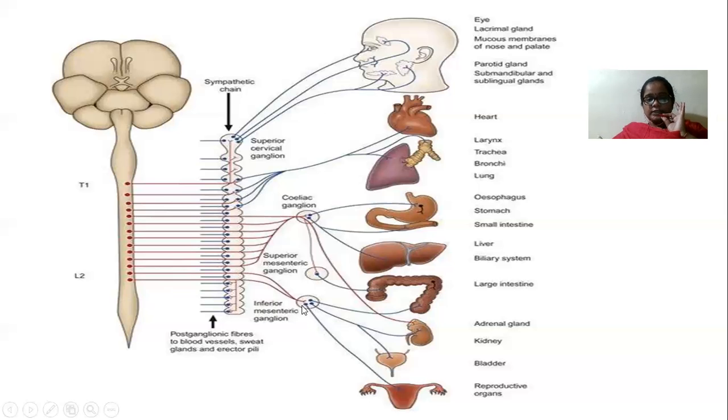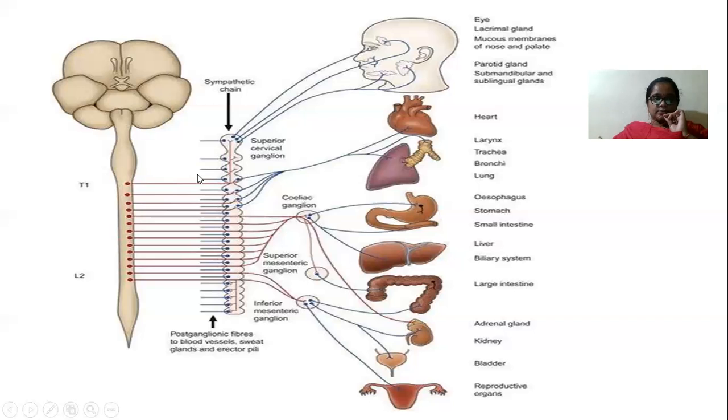Okay, so after making a synapse with the postganglionic neuron in the inferior mesenteric ganglion, those postganglionic neurons are distributed to the intestinal region, that is, the large intestinal regions, and the adrenal gland, kidneys, urinary bladder, and reproductive organs, male and female reproductive organs. Okay, so these are the total distribution of the sympathetic nervous system.